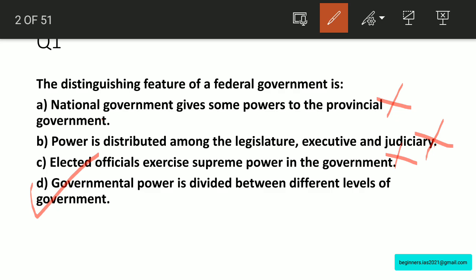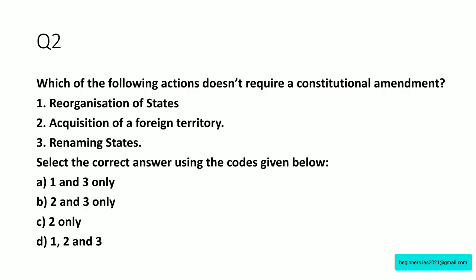What are the salient features of federal government? Dual government, written and rigid constitution, division of powers between national and regional government, supremacy of the constitution, independent judiciary, bicameral legislature. These are the salient features of federal government. One has to go through these 6 points. So let us move on with question number 2.